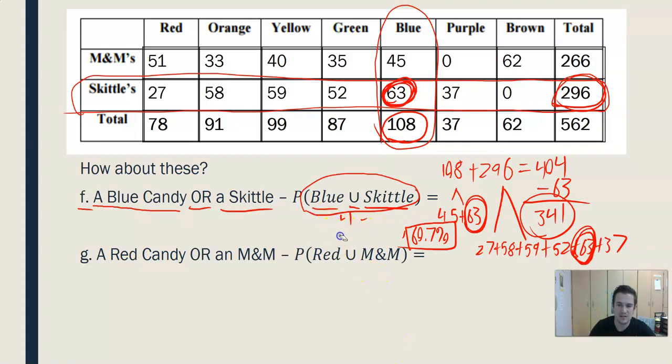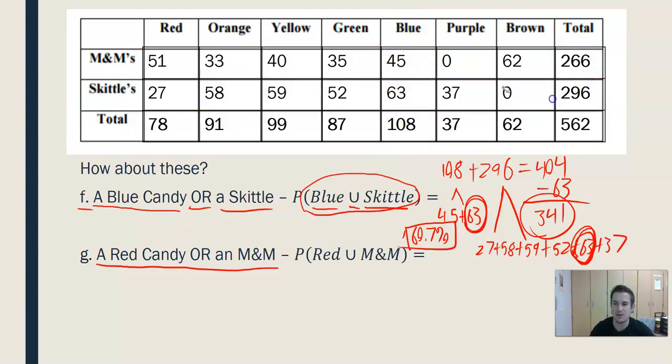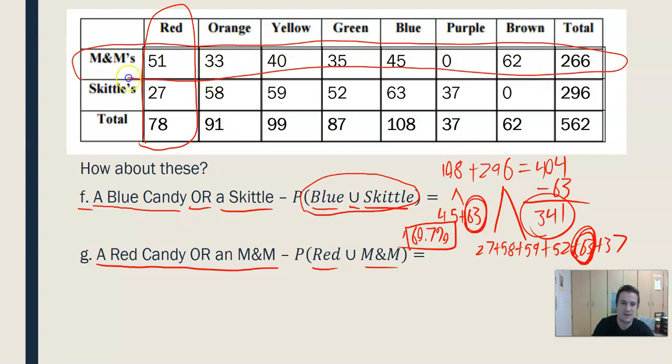Okay, so let's do this again. Let's do another example. So I'm trying to find the probability now of drawing a red candy or an M&M. So let me erase all this jazz. I'm trying to find the probability of drawing a red candy or an M&M, or in other words, the union of the set of red candies and the set of M&Ms. Well, here are all my red candies. Here are all my M&Ms. If I was just trying to find the probability of drawing a red M&M, the intersection, I'd be using this 51 number.